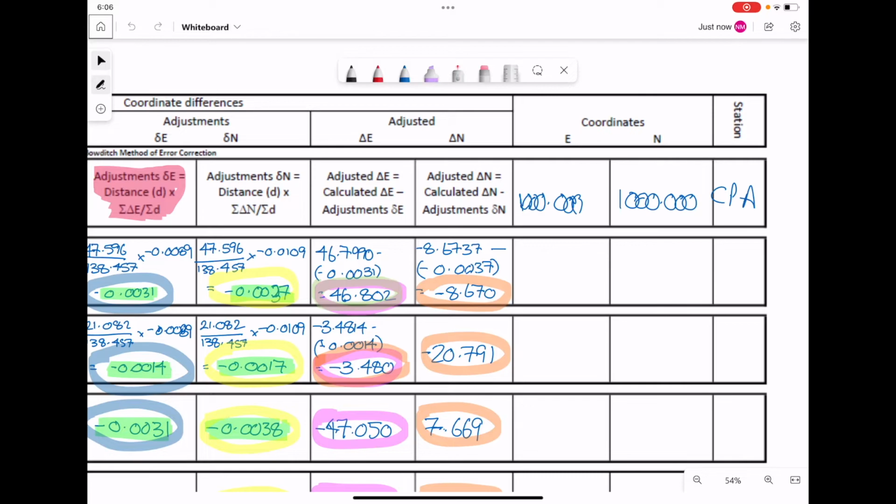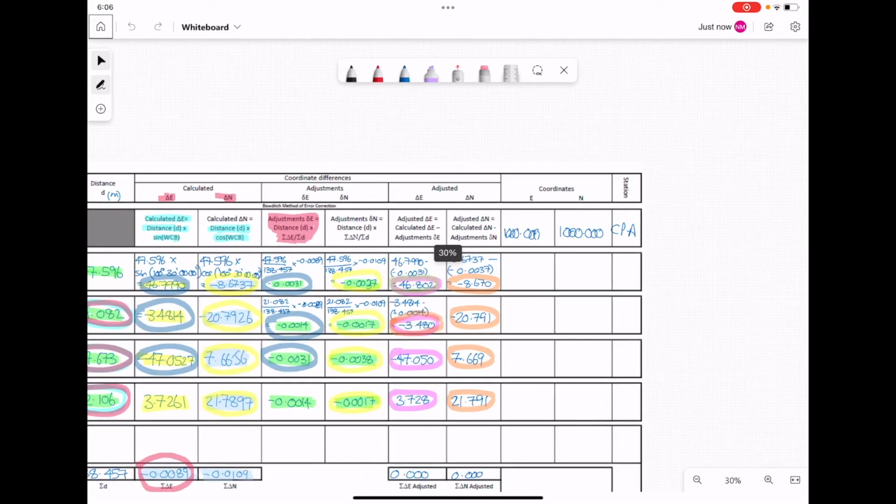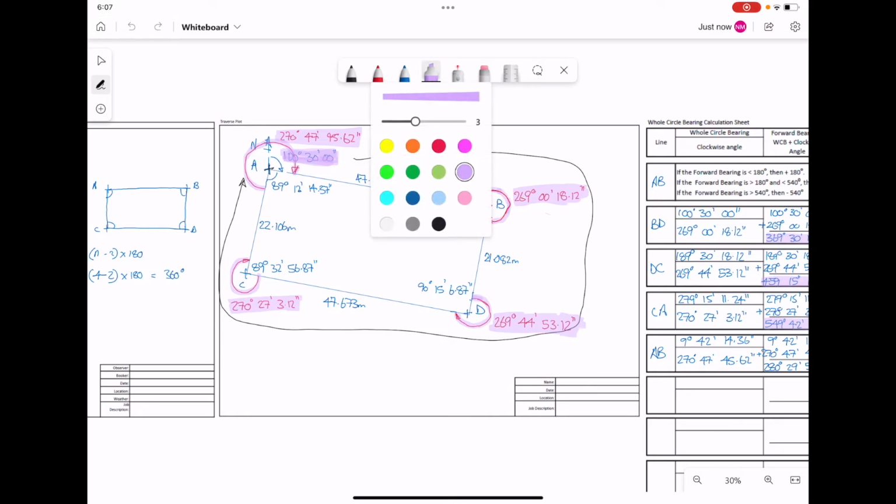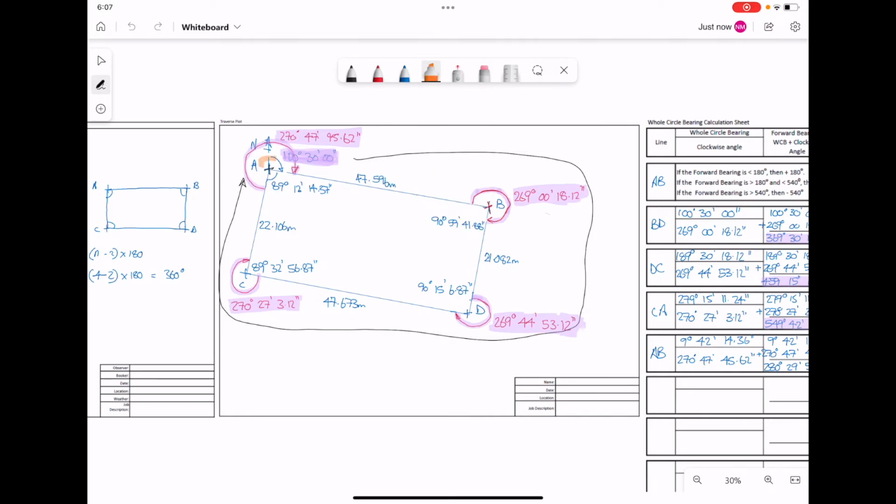To finally calculate the coordinates of our control points, we're going to start with control point A, and we've given it coordinates of an easting of 1000 and a northing of also 1000. Looking back at our plot, you can see that the coordinates of point A is where we started from, and because we go around the traverse in a clockwise direction, the next point that we're going to calculate the coordinates of will be at point B.